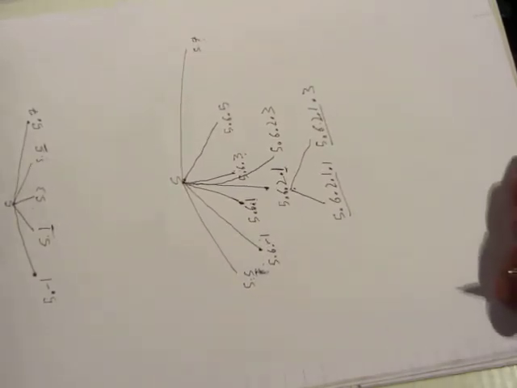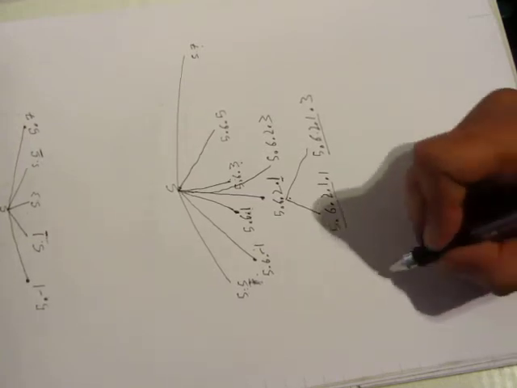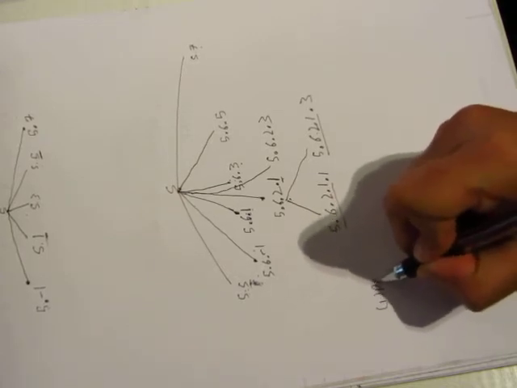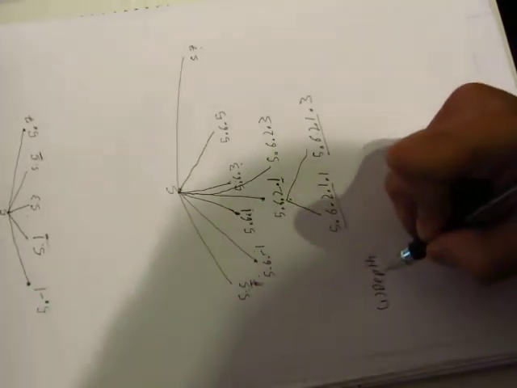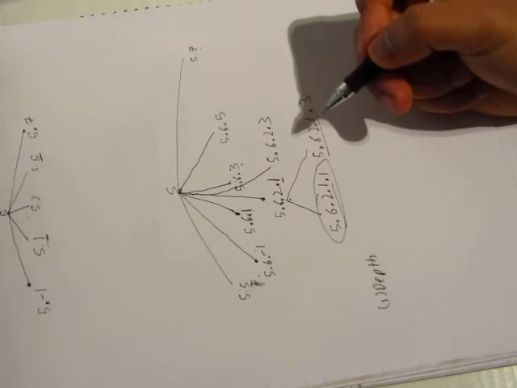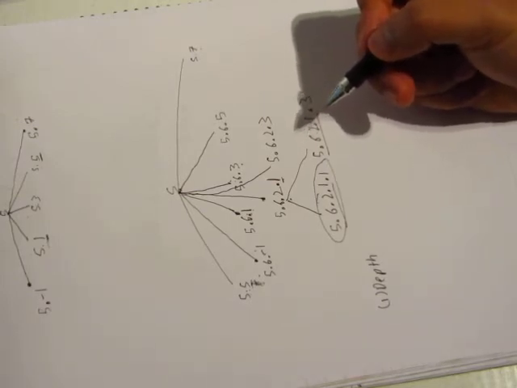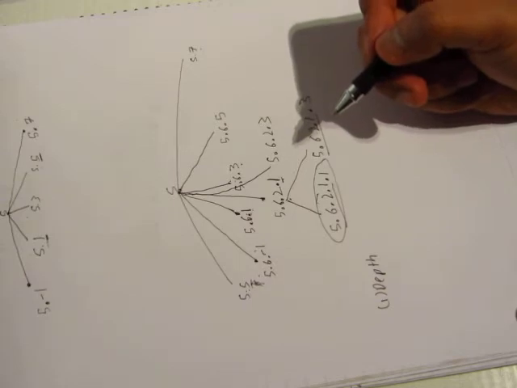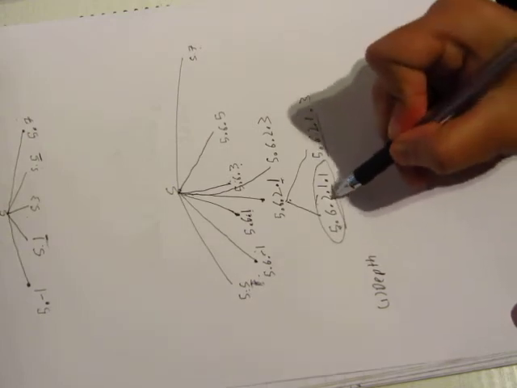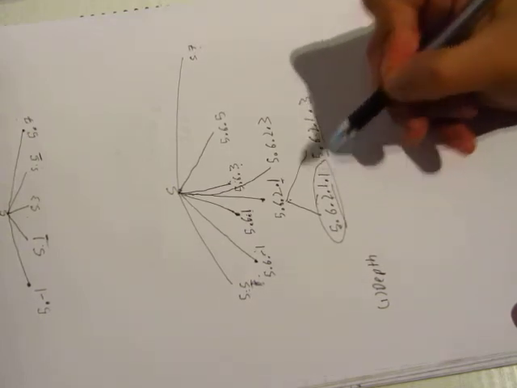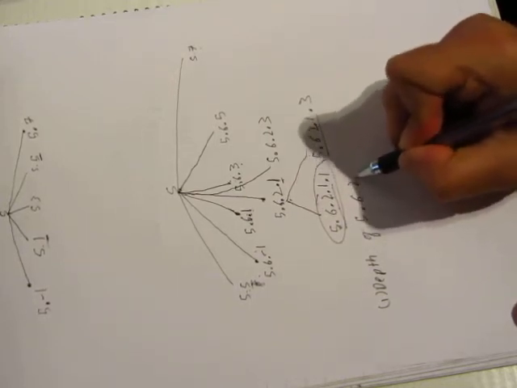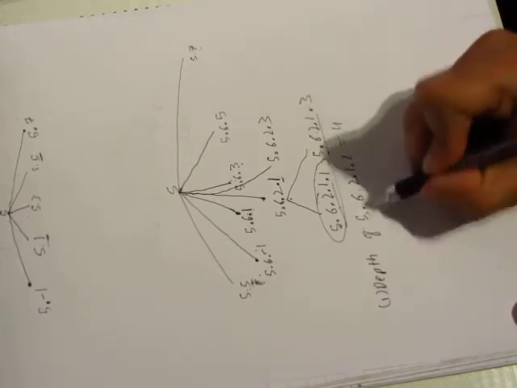I also want to explain how we do the query operation on this tree. Let's say first we want to find the depth of this node. To find the depth, what we do is we just count the odd numbers. 1 odd number, 2 odd numbers, 3 odd numbers, and 4 odd numbers. So the depth of 5.6.2.1.1 is 4 because there are 4 odd numbers.